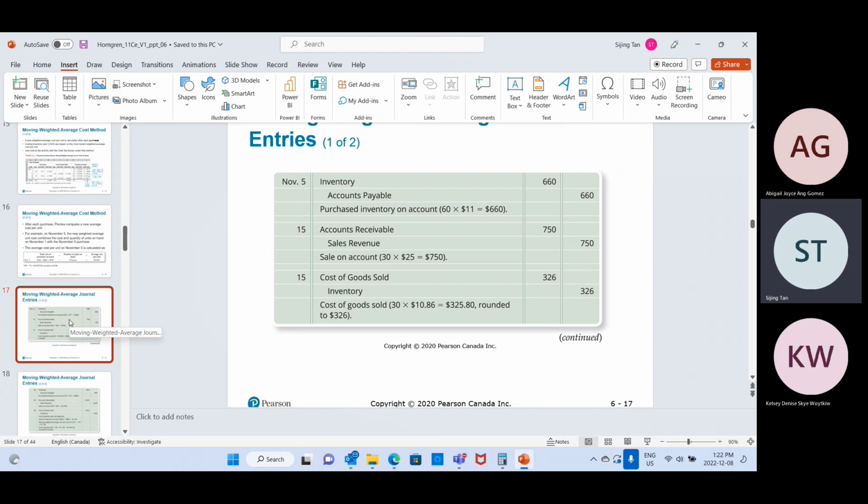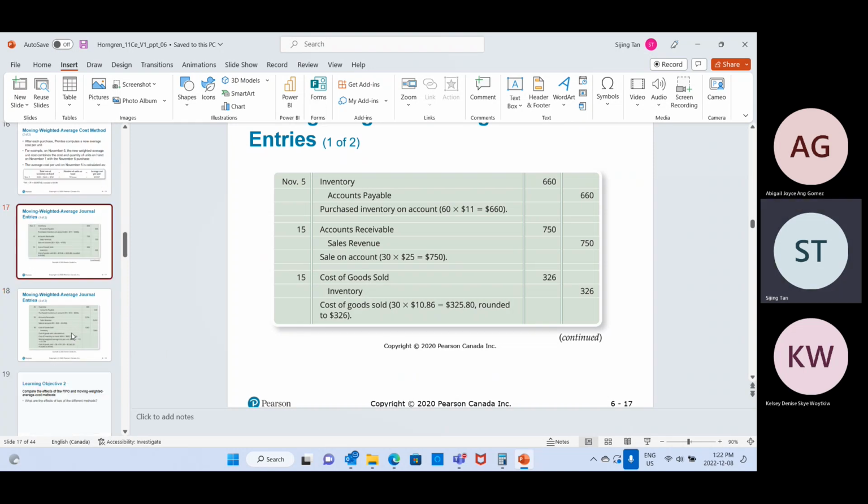Okay. Now, after you finish the calculation, we need to do the journal entries. The journal entries are the same. We debit inventory, credit accounts payable. That is the first purchase. November 15th, we sell 30 boxes. So I have accounts receivable and sales revenue. In the meantime, we have to do another journal entry to record the cost of goods sold expense.